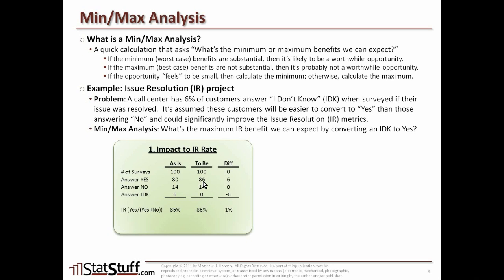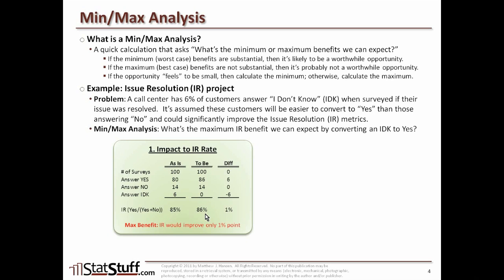At a best case scenario, it changed our denominator. We no longer had the I don't knows to remove, so now we have 86 yeses out of 100. That meant our metric was now 86%. So the actual change, if we were to convert all the I don't knows, 6% of them, to yeses, is that we're only moving the metric from 85% to 86%, just a 1% improvement. That 1% improvement was the best case we could expect, and realistically we were not going to get all of those converted over. So that was far less of a benefit than we had expected up front.